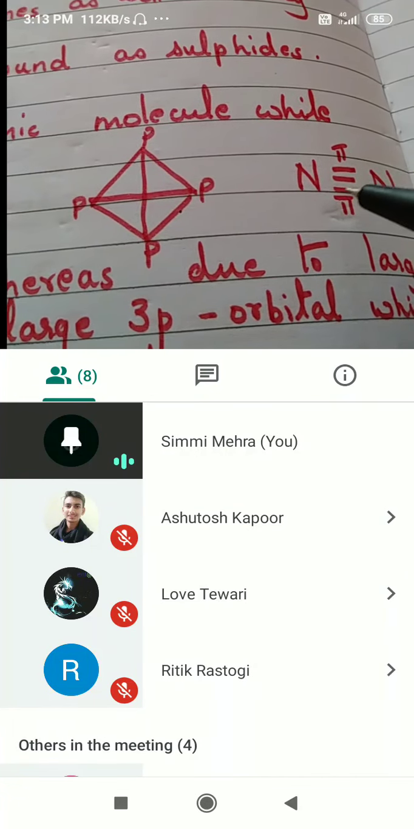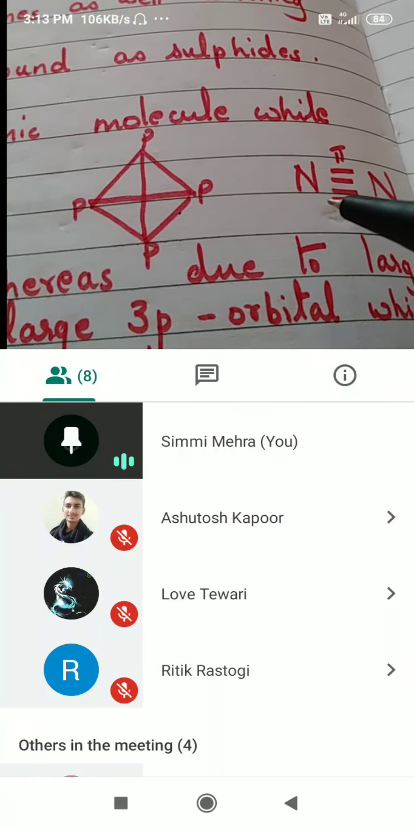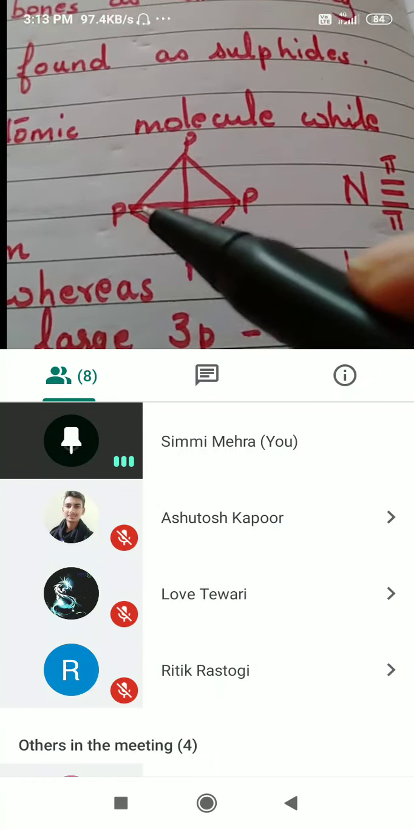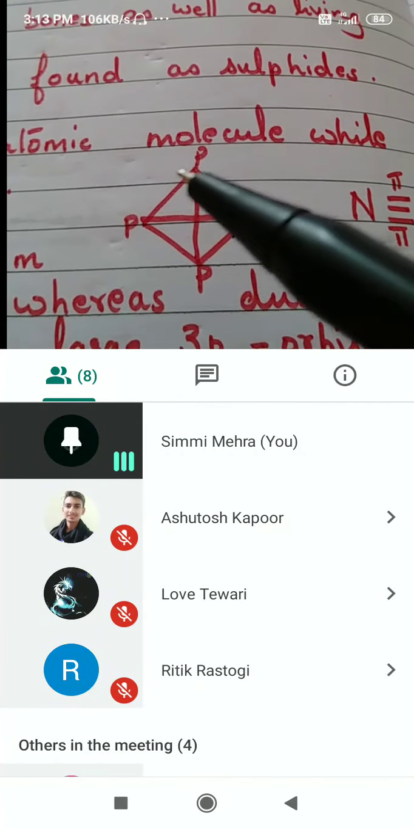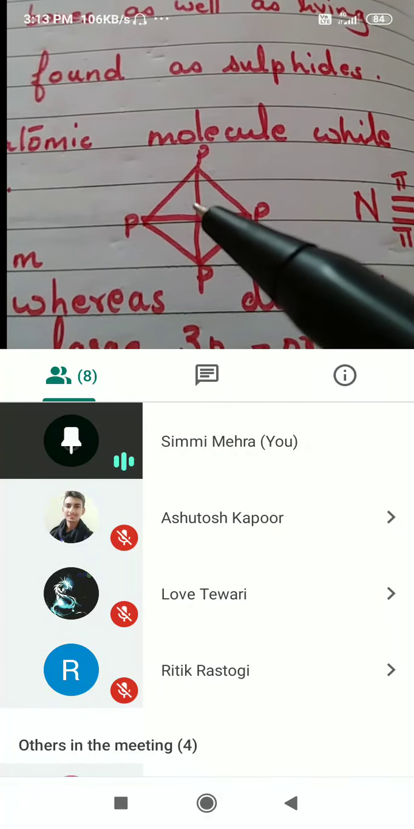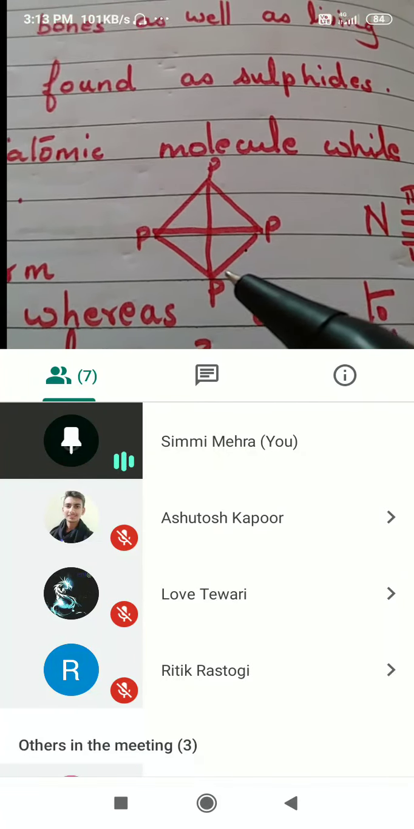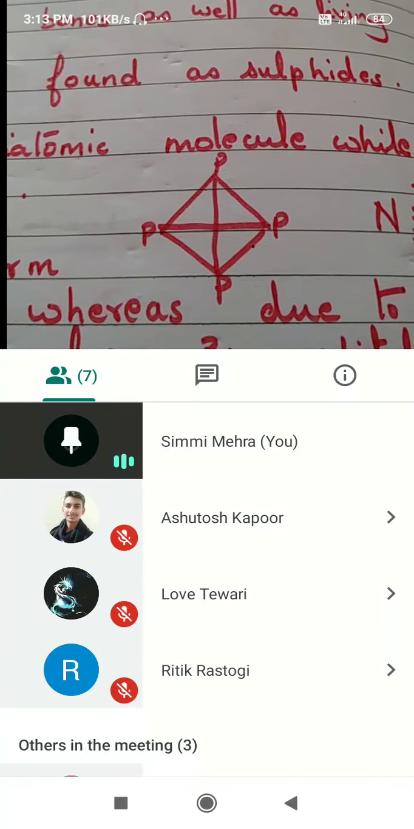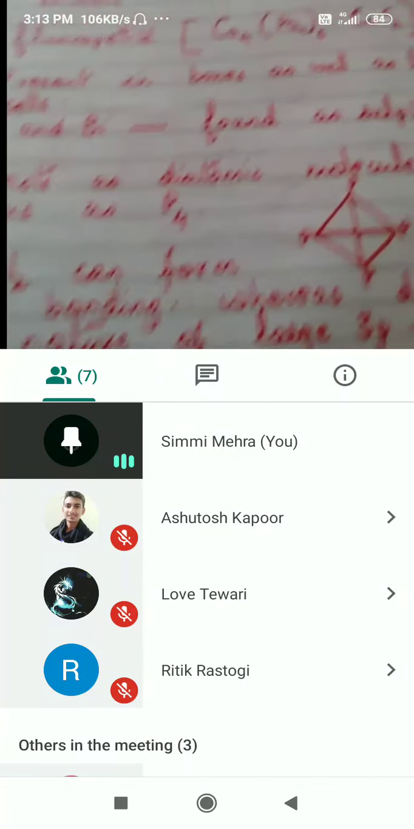Because of the small size of nitrogen, the two nitrogen atoms are able to overlap and form pi bond, because pi bond involves sideways overlapping. Is that clear? Whereas phosphorus is much larger in size than nitrogen. So sideways overlapping does not take place in phosphorus. So P pi P pi bond is not formed. What is P pi P pi bond? Okay, now that I will explain it to you just now.